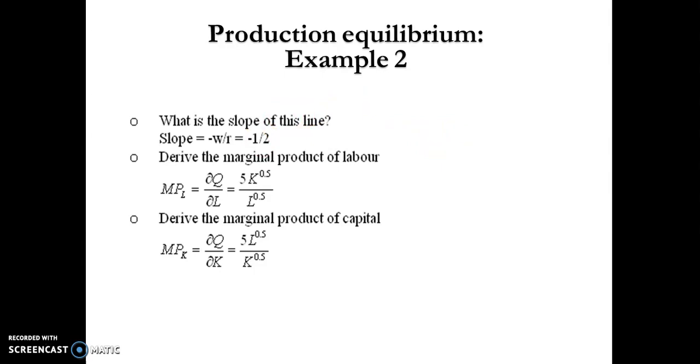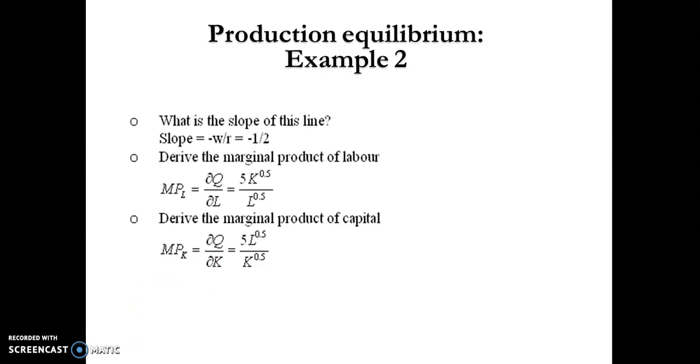Now in order to obtain this, we need to get our partial derivatives. Remember, this sign represents your partial derivative of your output function with respect to labor, and we treat capital constant, and that will give us our marginal product of labor. And to get your marginal product of capital, you need to get the partial derivative of your output function with respect to capital, treating labor constant. So we need our partial derivatives.